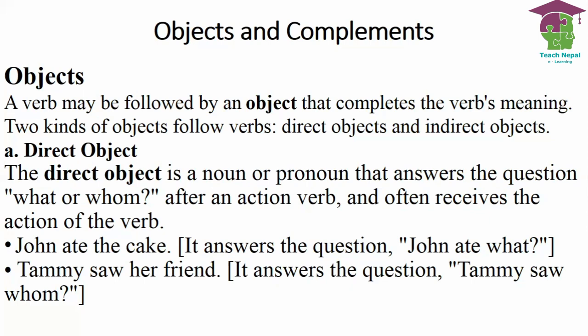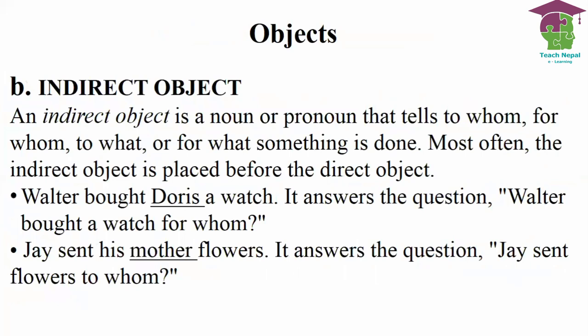Tammy saw her friend means it answers the question Tammy saw whom, right? These are the direct objects, right? The cake, her friend, these are direct objects. Indirect object is where questions like for whom are asked, right? For whom, to what, or for what, the answer to that is the indirect object. For example, Walter bought Doris a watch. It means it answers the question Walter bought a watch for whom. That is the indirect object, right?